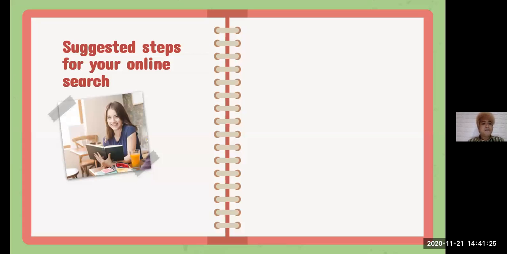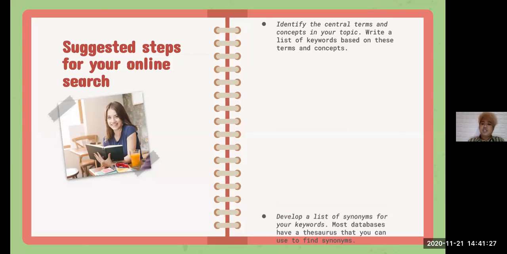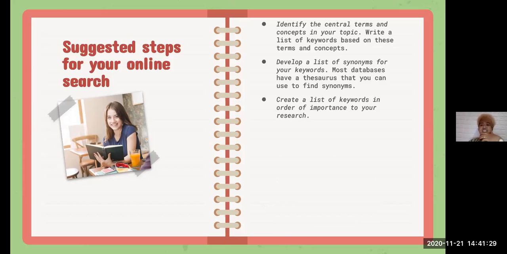So, suggested steps for your online search. So, ang dami itong suggestion. Identify the central terms and concepts in your topic. Write a list of keywords based on these terms and concepts.